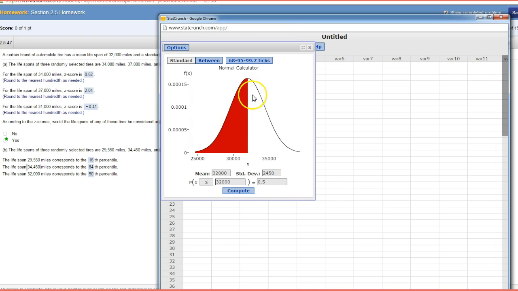Remember, the area under a normal curve simply gives me the percentage or the percentile. So that's what we're trying to look for. We're trying to find the area under the normal curve.